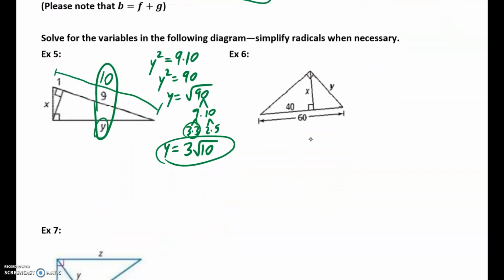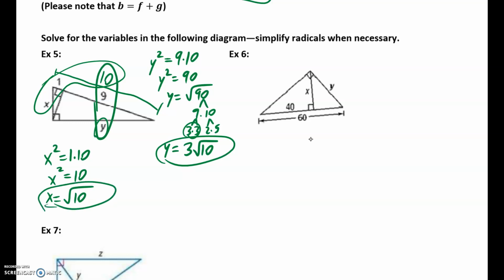All right, now x, same kind of thing. Hot dog, right? X squared equals 1 times 10. X squared equals 10, so x equals radical 10. And by the way, I don't have to do that again because I know that 10 only breaks down to 2 and 5, and there's no pairs there. So there you are. X is radical 10, and y is 3 radical 10. It's that simple. Hot dog, Hershey Kiss. You just got to figure out which one is squared.